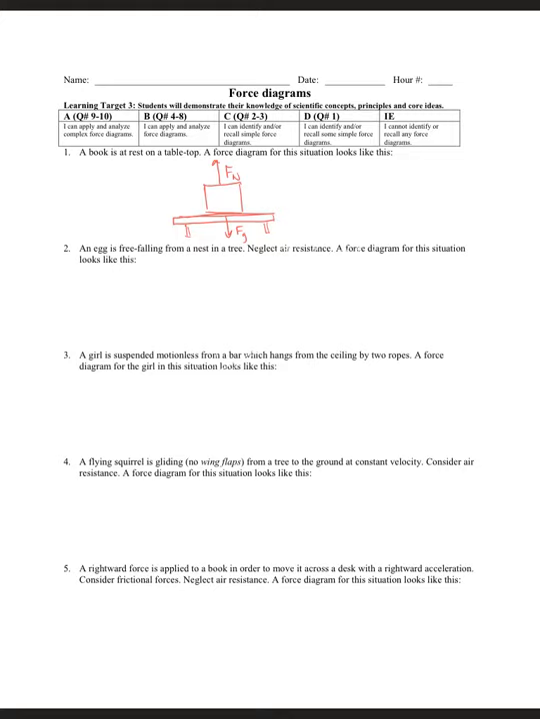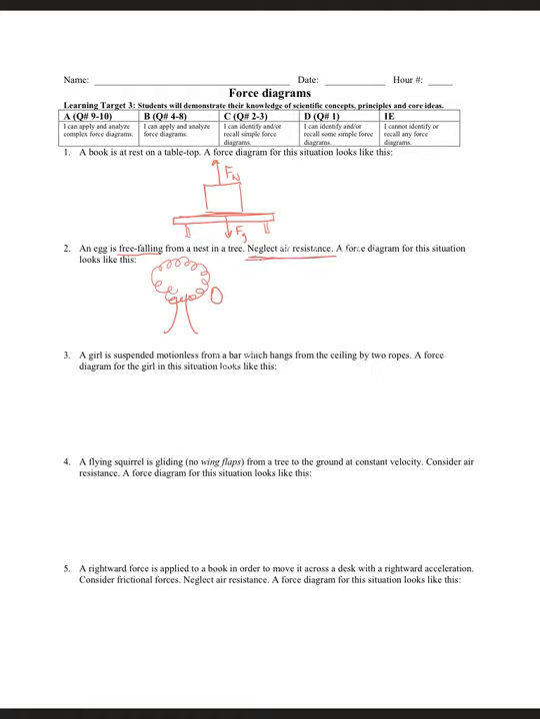So now number 2, we have an egg is free falling from a nest in a tree. Here's our tree. Our tree right here. And we have an egg falling from the tree. We're going to neglect air resistance. We're going to draw a force diagram.